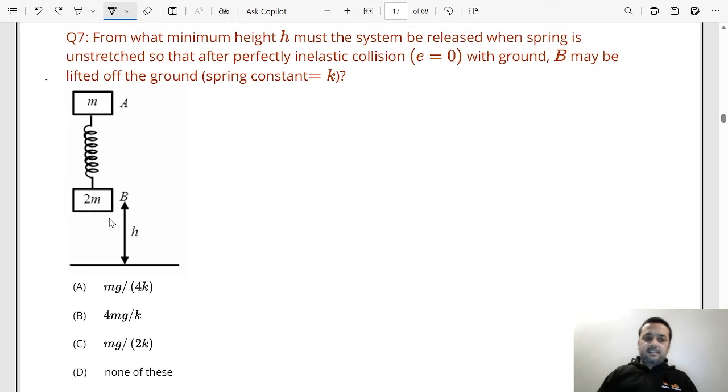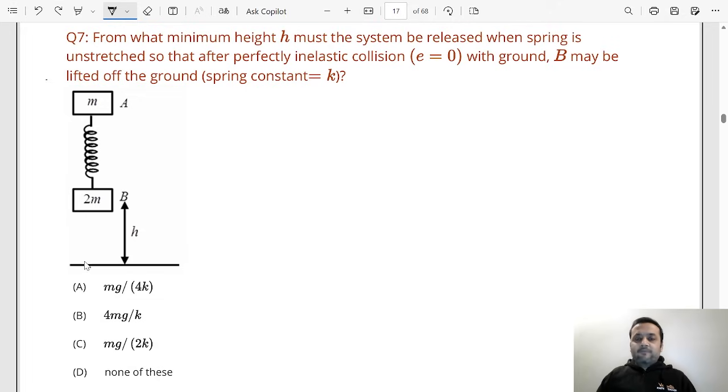So let's understand here what will happen. Initially the spring is unstressed, that means the spring is not applying any force and it is allowed to free fall. So look, 2m is acted on just by gravity because the spring will not apply any force, and A will also be acted on by gravity. So both will have the acceleration g, which means the spring will remain unstressed. Now when the 2m hits the ground, it will not bounce because of the inelastic collision.